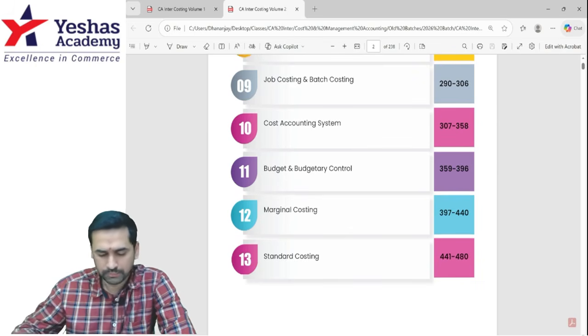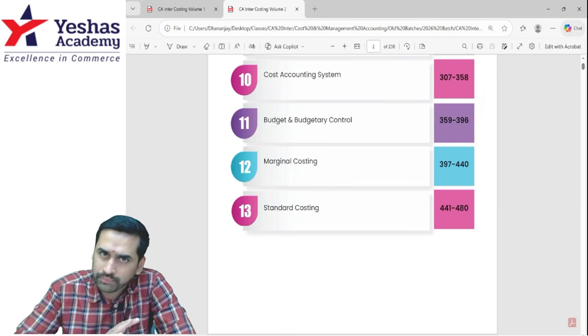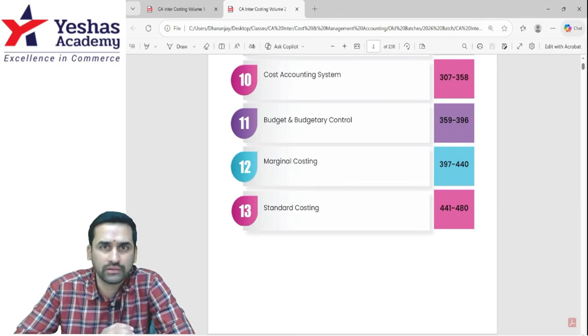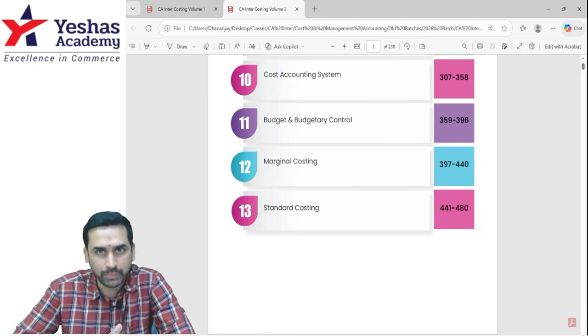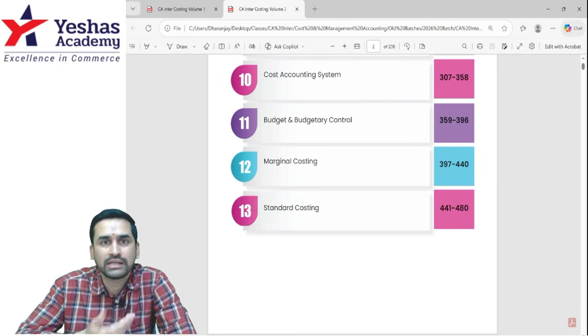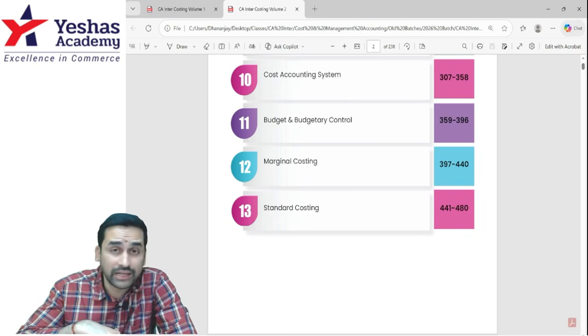Yeah. Next, budget, marginal and standard. Do budget and standard together because they can create a question clubbing these two. Budget, you prepare the budget and then that is compared with the actuals, and that itself is what you do in standard costing. They can club.